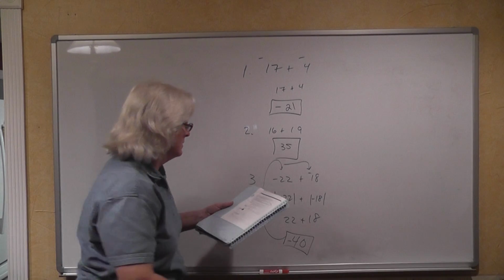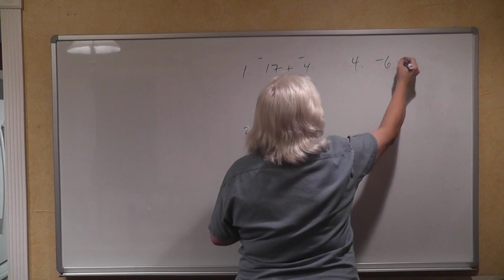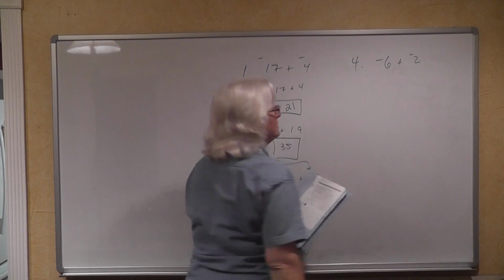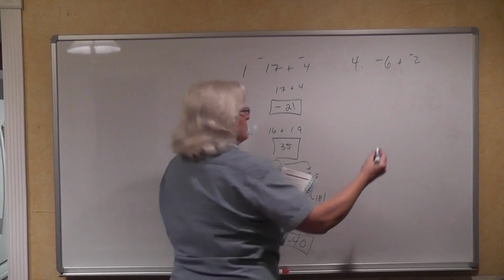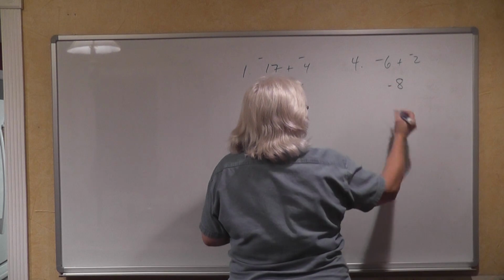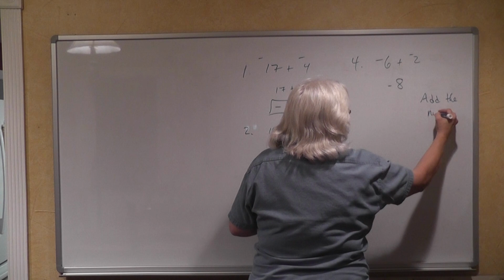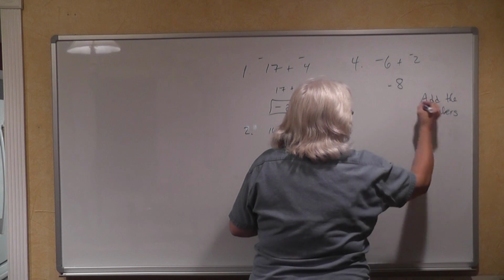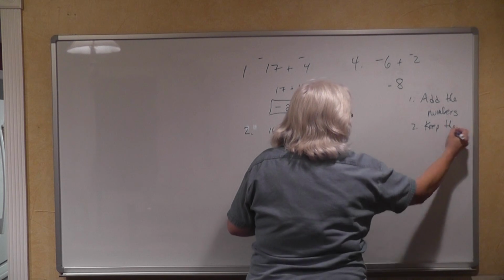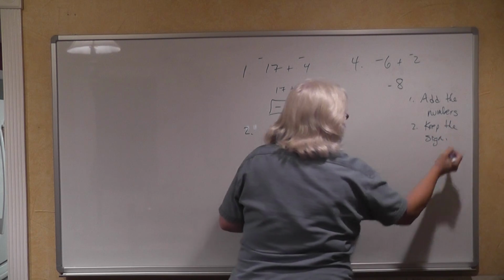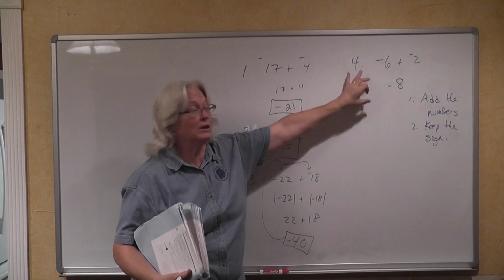Everyone with me? We have number 4 of our skill check. Negative 6 plus the opposite of 2, or plus a negative 2. The signs are the same. You add the numbers. Keep the sign. Add the numbers. Keep the sign. Not technically correct, but I think probably meaningful to you.